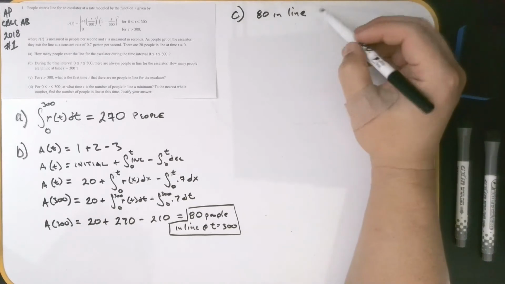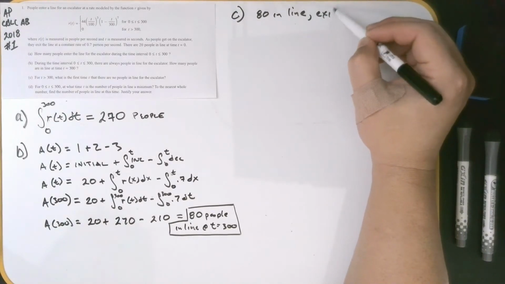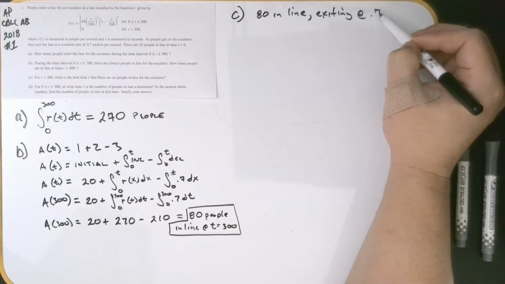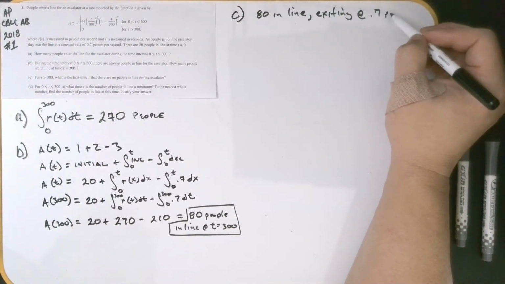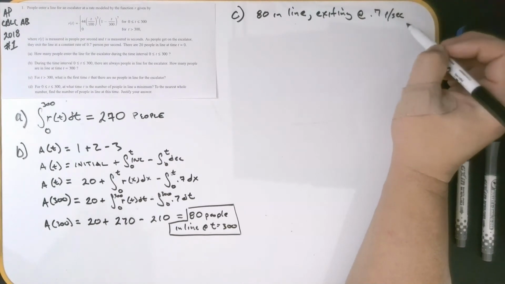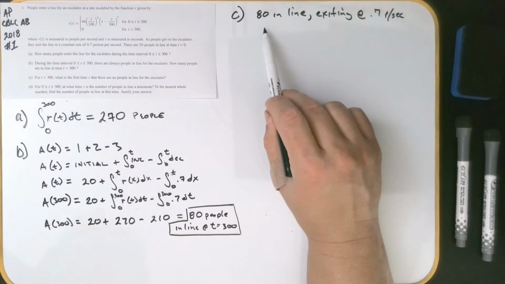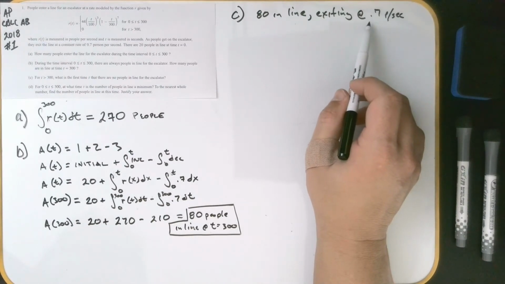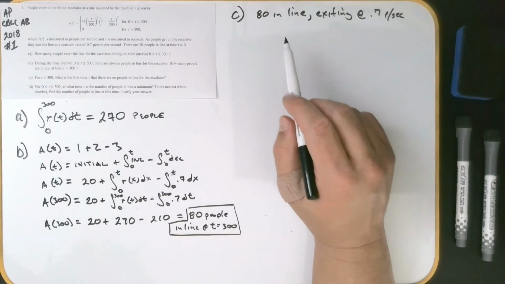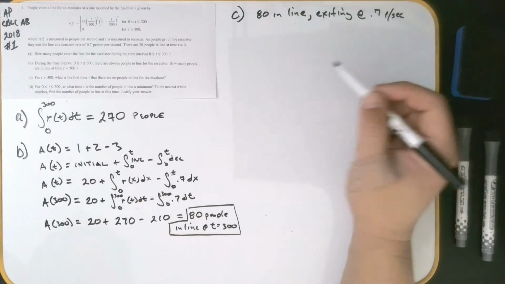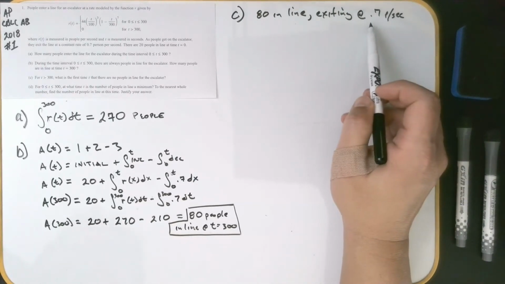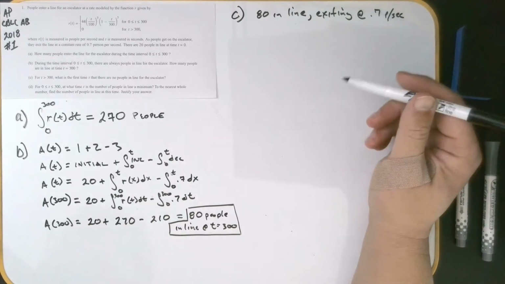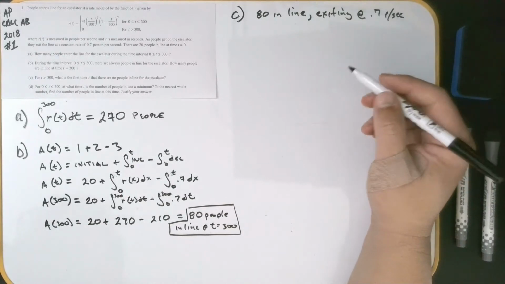Nobody is joining, but these 80 people in line, according to the problem, are exiting at a rate of 0.7 people per second. So how long does it take 80 people to get out of line if they're leaving at 0.7 per second? Well, this is one of those things, just the wording of it could be a little bit confusing, so I'm going to give you an example. If you are given a rate, and you're given the total from the rate, you just have to figure out the time. I'm going to give you a simple example from distance equals rate times time.